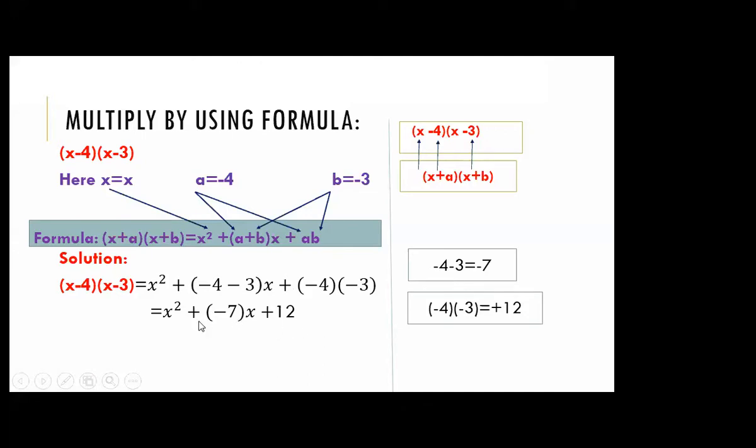Now we can simplify it further. We can multiply these two signs. We get plus times minus, minus 7x plus 12. Okay, so that is the answer.